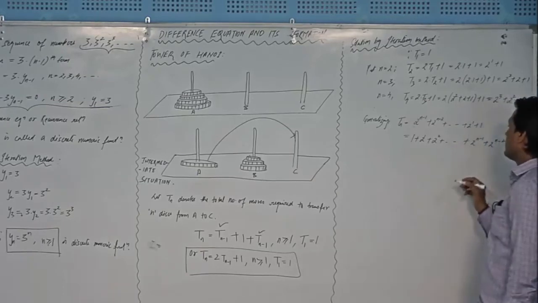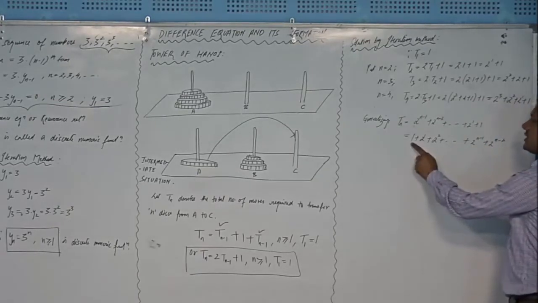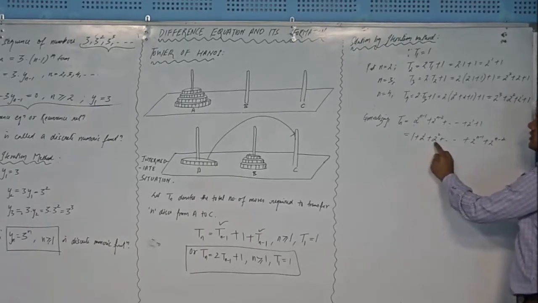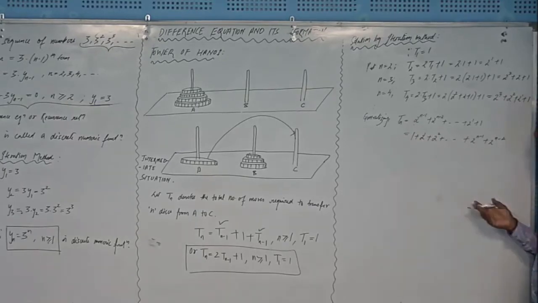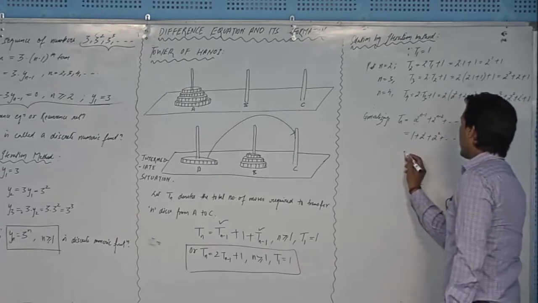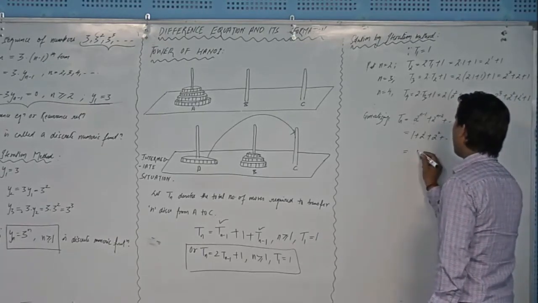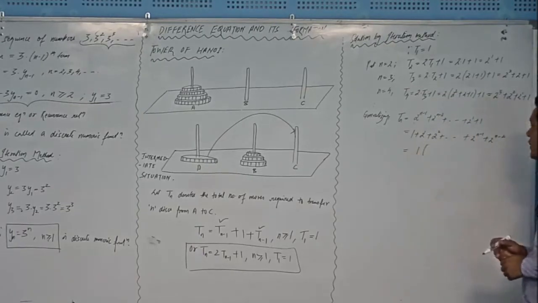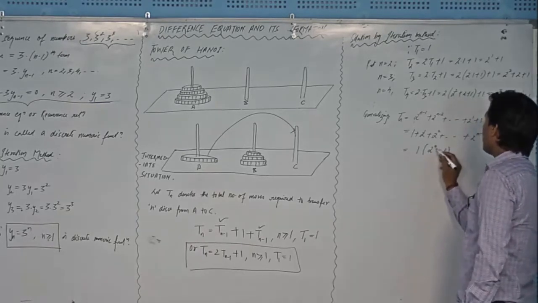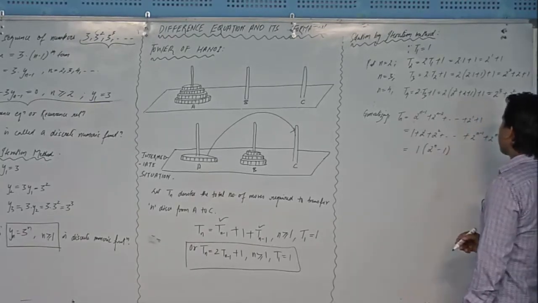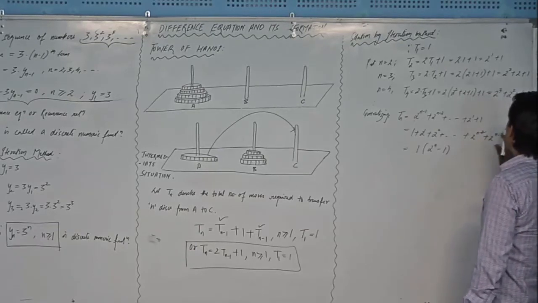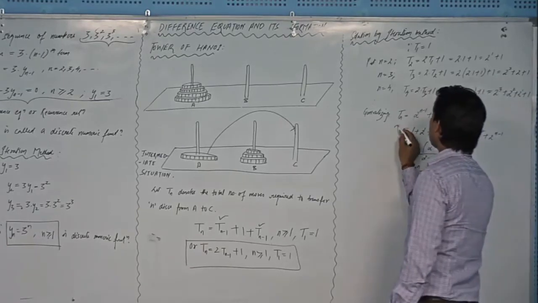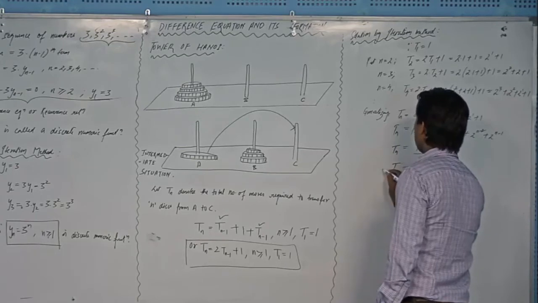You can see that this is a GP, right? Geometric progression, where the first term is 1, and the ratio is obtained by dividing the successive terms. Second term upon first term, you get 2. Third term upon second term, again we are getting 2. It indicates that it is a GP, geometric progression, and the sum is given by a, the first term, times r to the power n minus 1, where the ratio is 2, greater than 1. Why this n? Because there are n terms, right? Over r minus 1. So ultimately it will give 2 to the power n minus 1. This is your Tn, this is your solution, right?